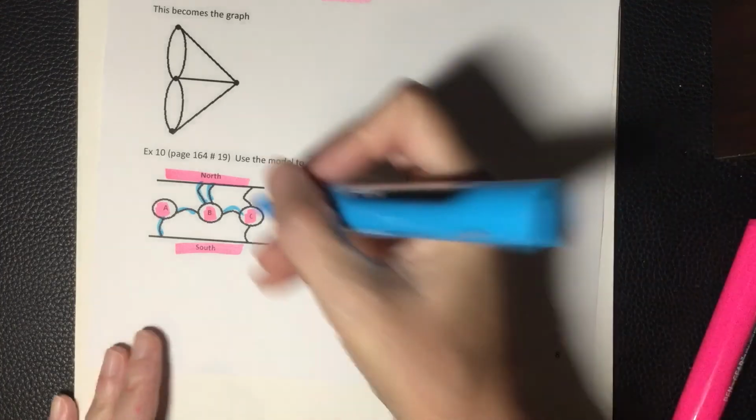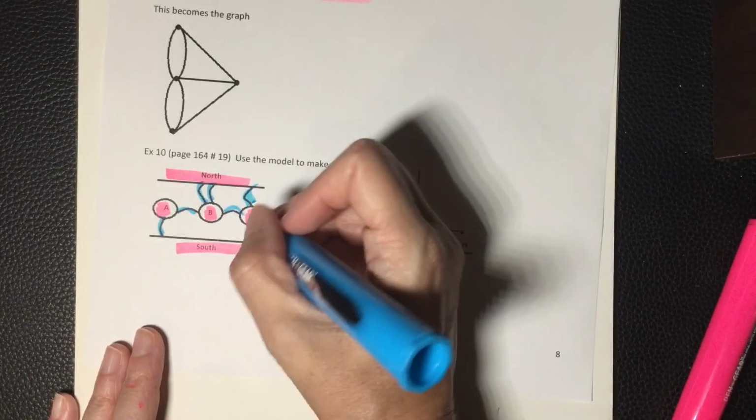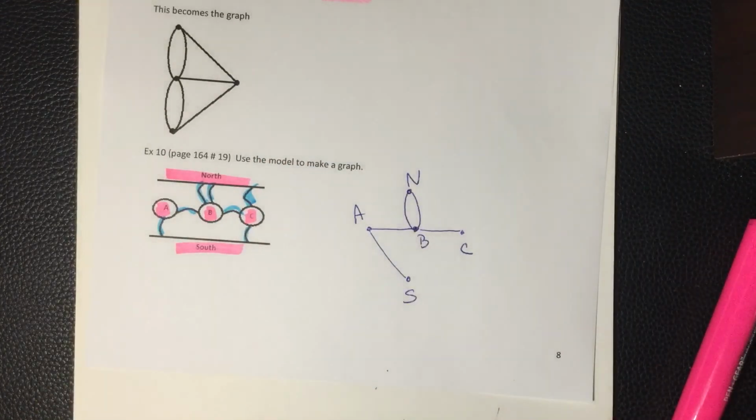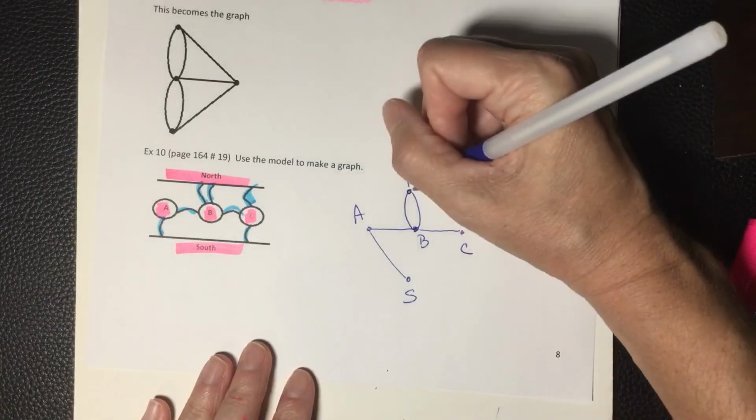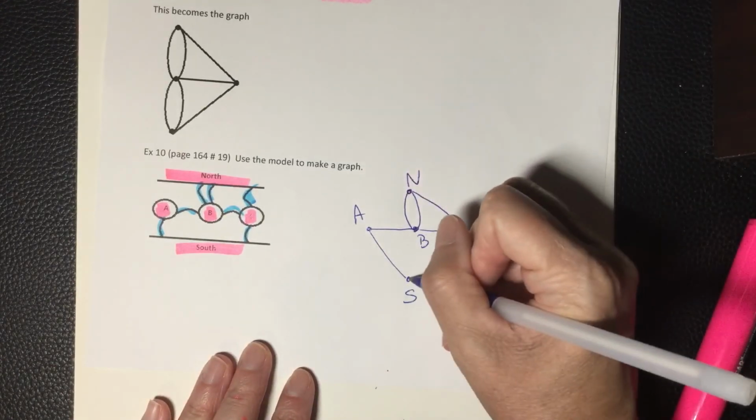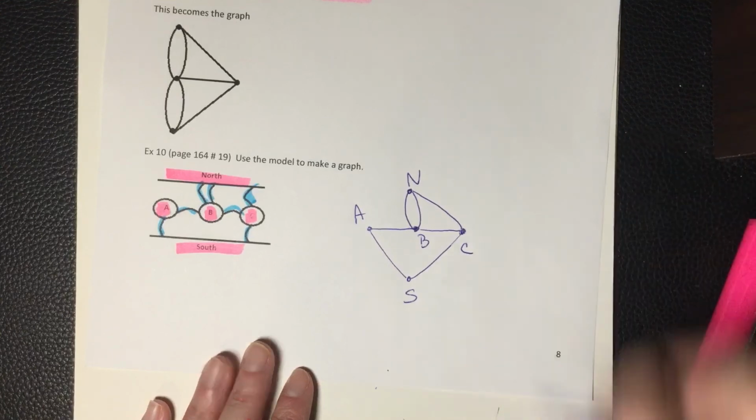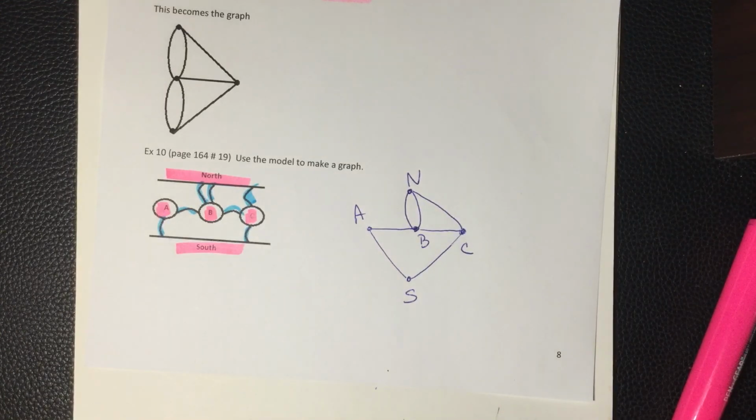All right, I've got 2 bridges left. I've got one from the north bank to island C, one from the south bank to island C. So north to island C and south to island C. All right, and that would be a graph that models that particular situation. Now on the last page you see one in chart form.